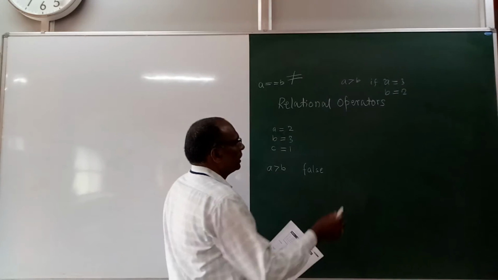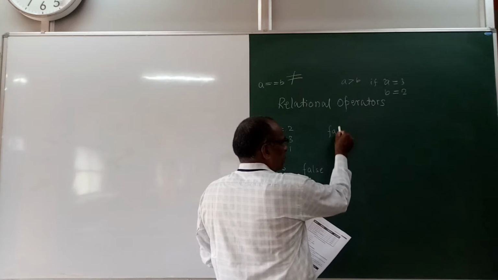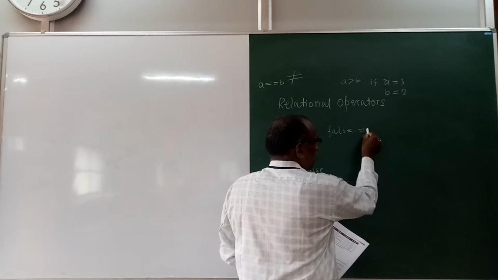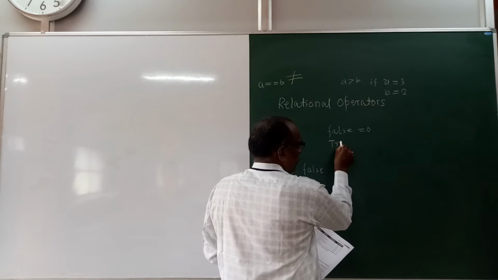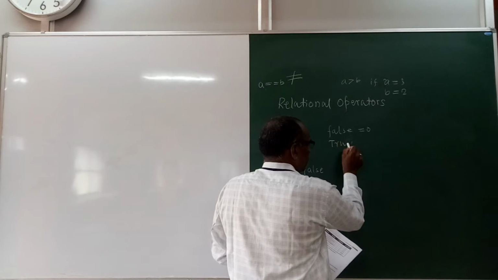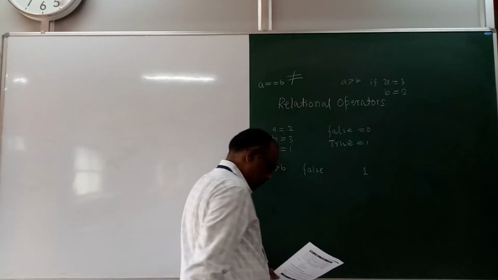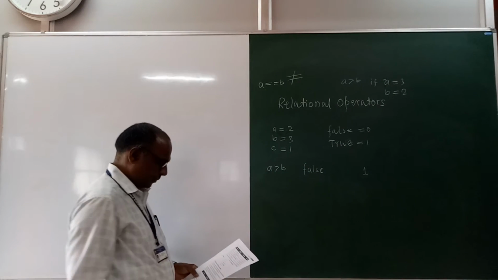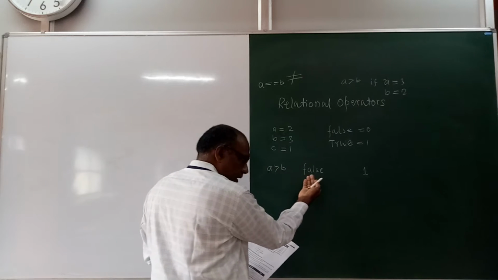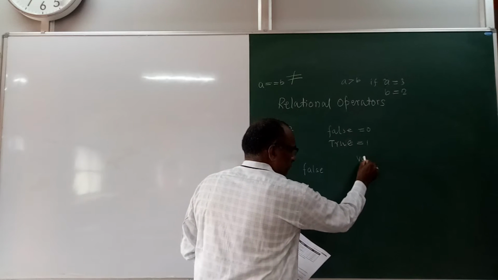And its value, when we say it is false, its value will be 0. True, its value will be equal to 1. So its value is here 1. Expression, interpretation and value.